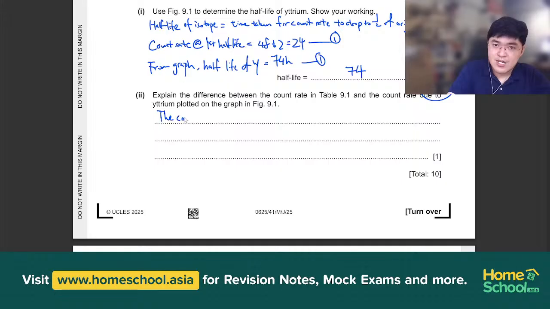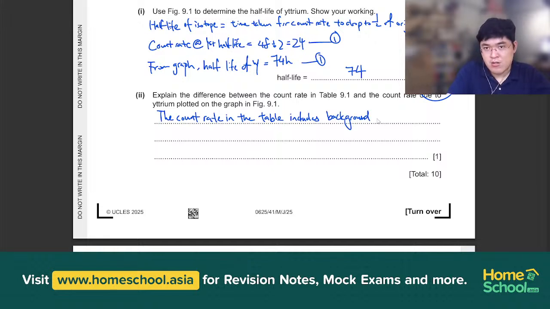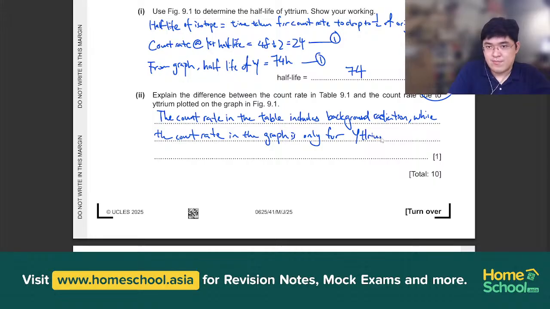The count rate in the table includes background radiation, while the count rate in the graph is only for yttrium. Okay, this is straightforward, yeah?